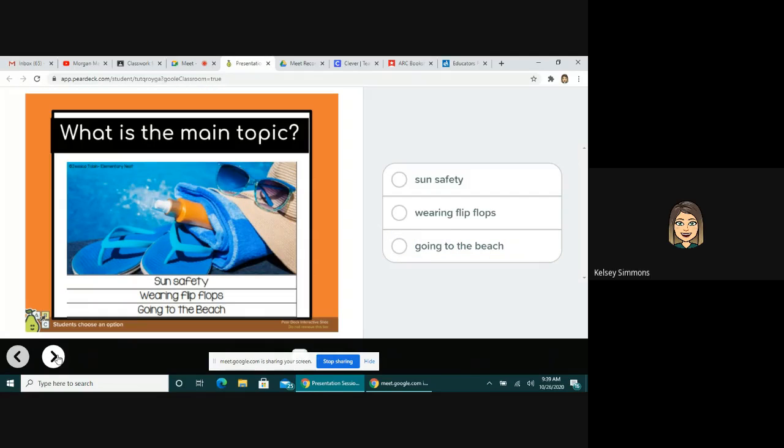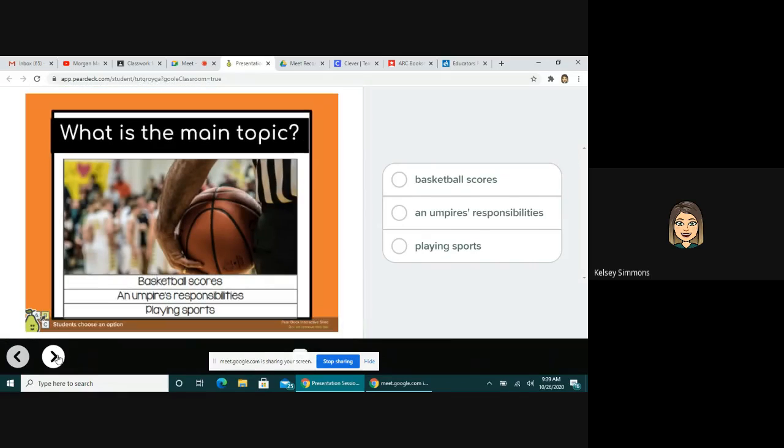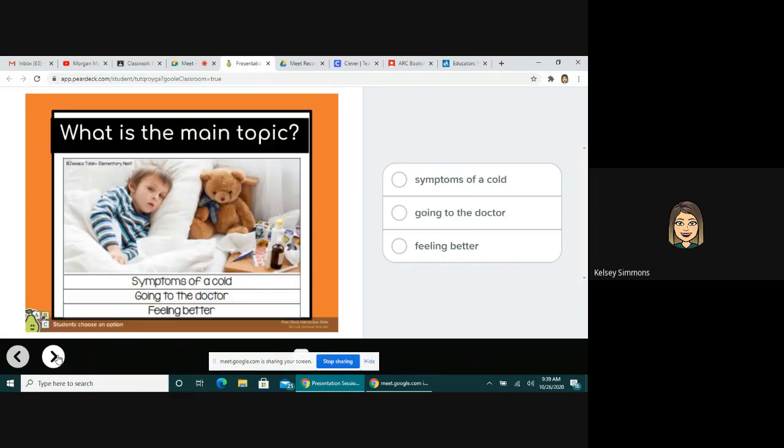Next, I want you to examine this picture. Is it about sun safety, wearing flip-flops, or going to the beach? What do you think this is mostly about? Basketball scores, an umpire's responsibilities, or playing sports? What is the main topic of this picture? Would it be symptoms of a cold, going to the doctor, or feeling better?